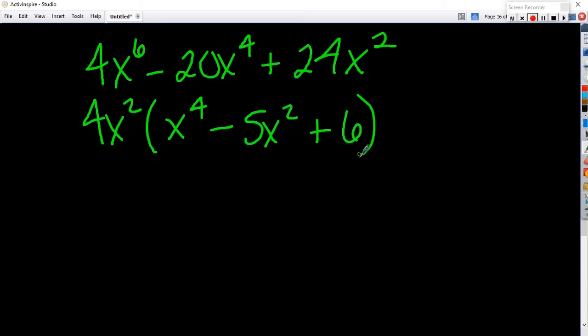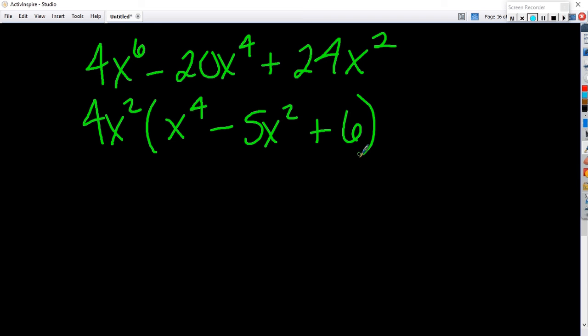So 4 divided by 4 is 1. And 6 minus 2 is 4. 20 divided by 4 is 5. And 4, if you take 2 x's away, leaves you with 2. You follow me? No, this is a method. This is how you factor.